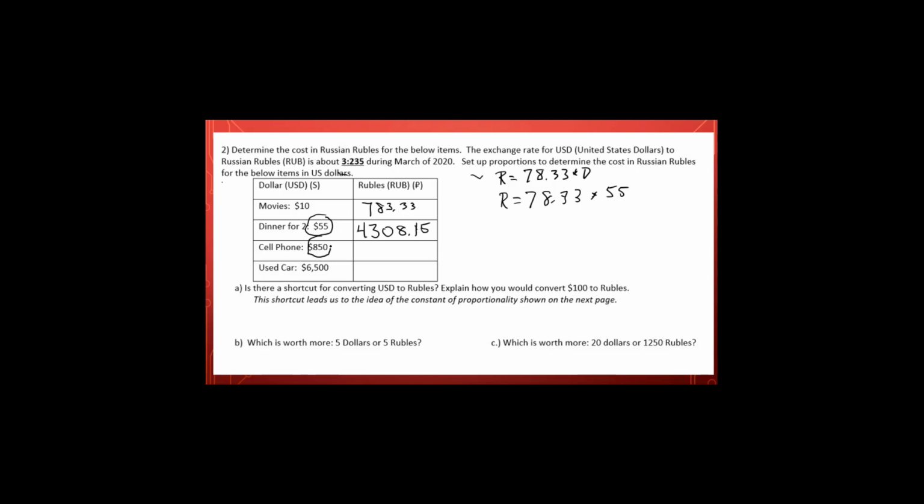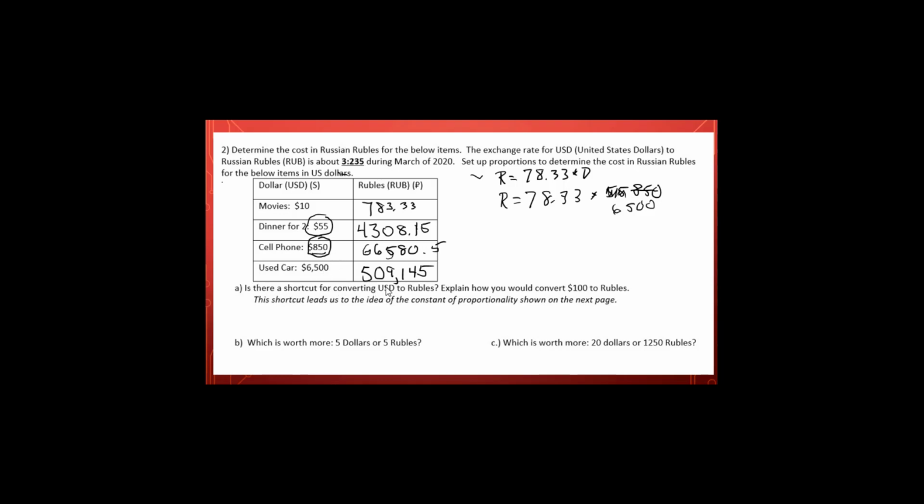Now I'm going to change $850 into rubles. So I'm just going to put 850 here and go on my calculator again and multiply 78.33 times 850. And then after I do that, I'll put the answers down. I'm going to change that into 6,500 and get 78.33 times 6,500 and put the answer here. So why don't I put the answers in there? So there are the answers.